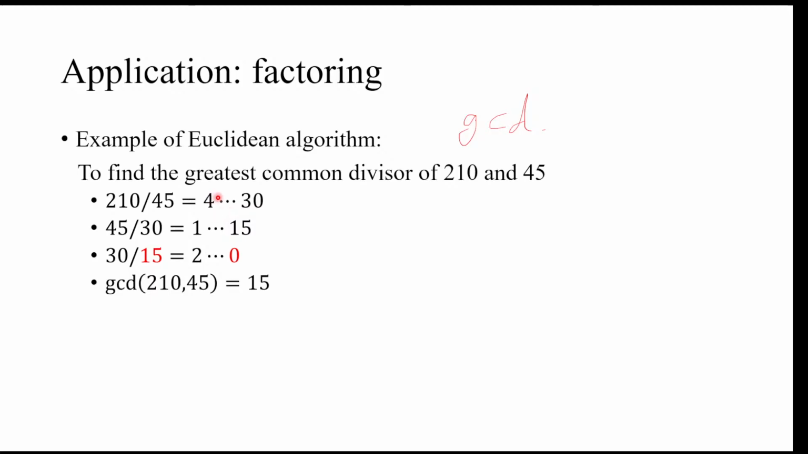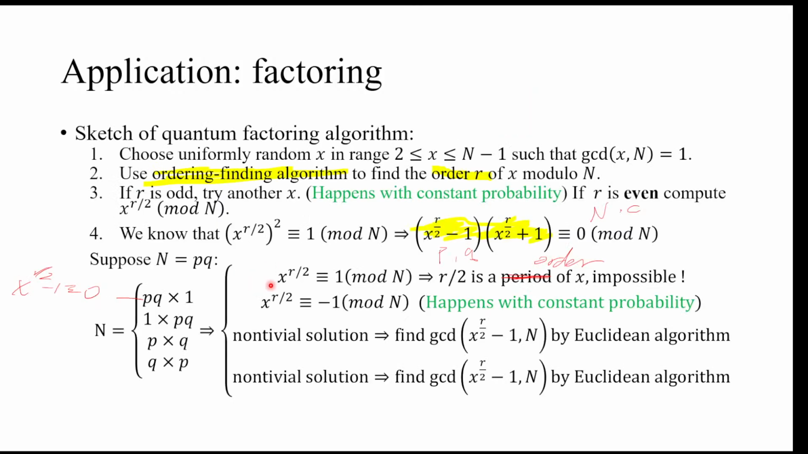You get 4. We don't care about this 4, but we get a remainder of 30. And then we take 45 and 30 and divide them into each other. You get a remainder of 15. And you keep this division, and then you see that 15 is the thing that divides everything, and the greatest common divisor is 15. So this just shows you that finding the GCD can be done very efficiently.